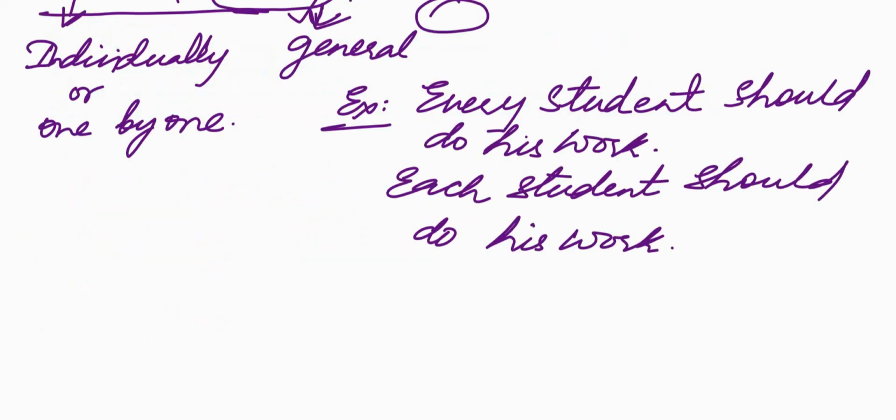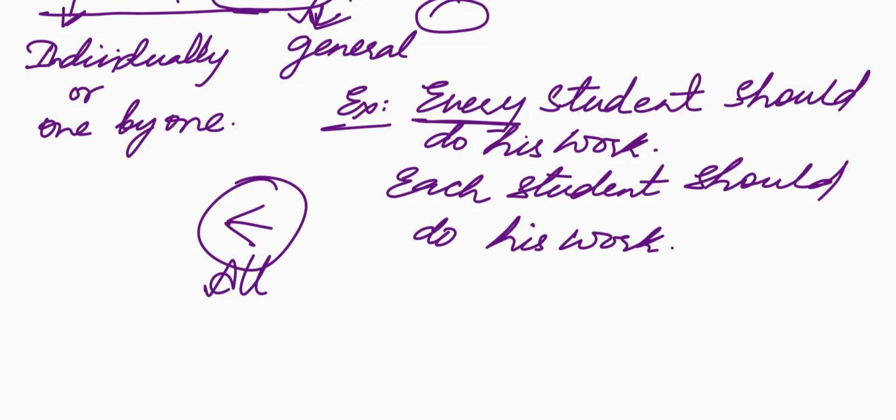Let us look at the examples here. Every student should do his work. In the first example, let us assume your teacher says this sentence: every student should do his homework. She is referring to every single student in a general way. She is referring to all the students in a general sense, which means every single student should do his homework.